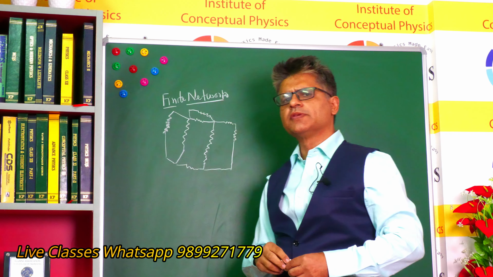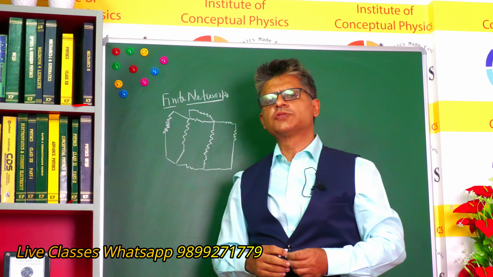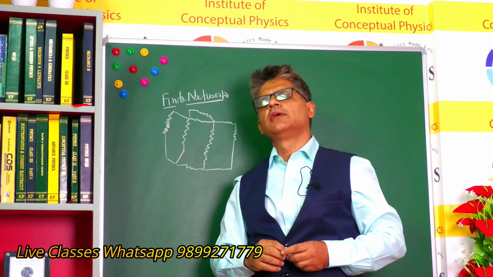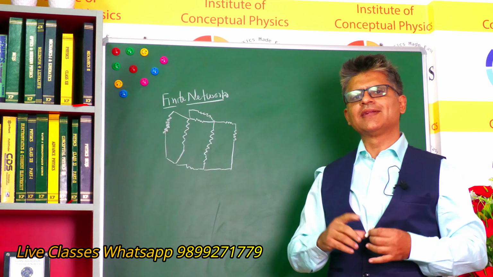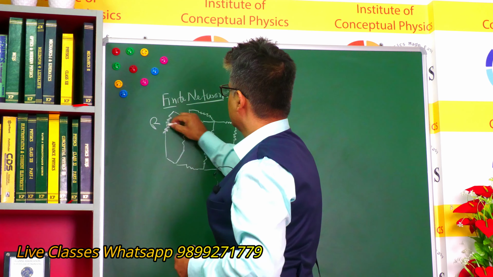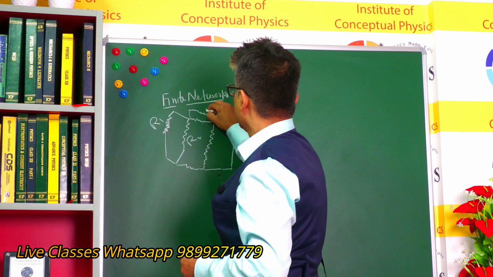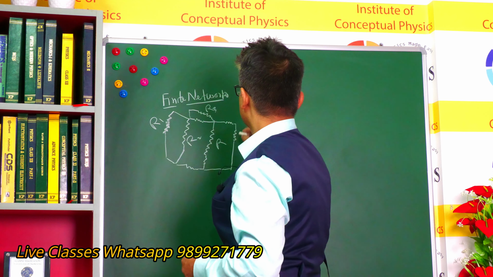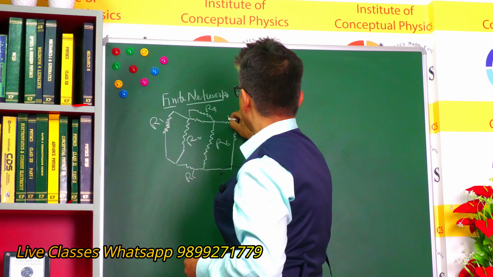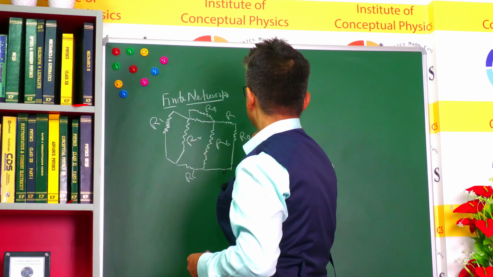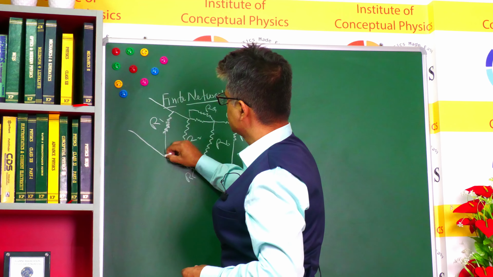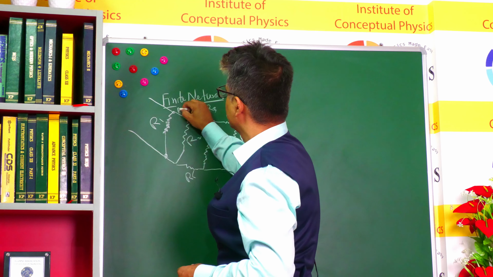I've done some solutions on how you solve finite networks. You can go to my YouTube channel and search for how to solve finite networks. They have a limited number of resistors. So you have R1, R2, R3, R4, and then you have R5, R6, R7, and R8. Maybe you're supposed to find the equivalent resistance across these 2 points, A and B.